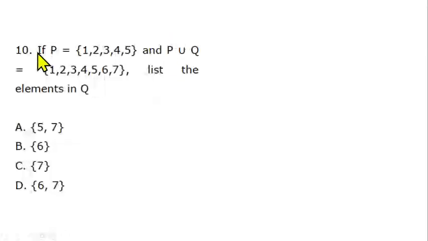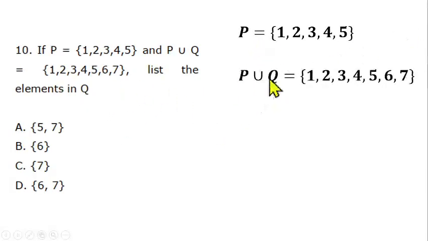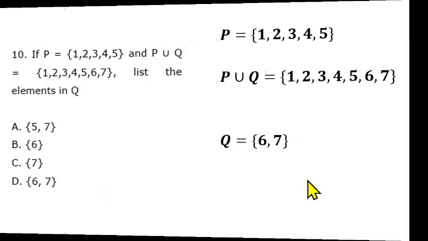Question number 10 is from set. We are given set P to be this, and we are given set P union Q to be this. You have to find the list of elements in Q. So it's very simple. This is set P, and this is set P union Q. So if I remove this one from this, whatever I have left will be my Q. So Q will be 6, 7, which is option D.